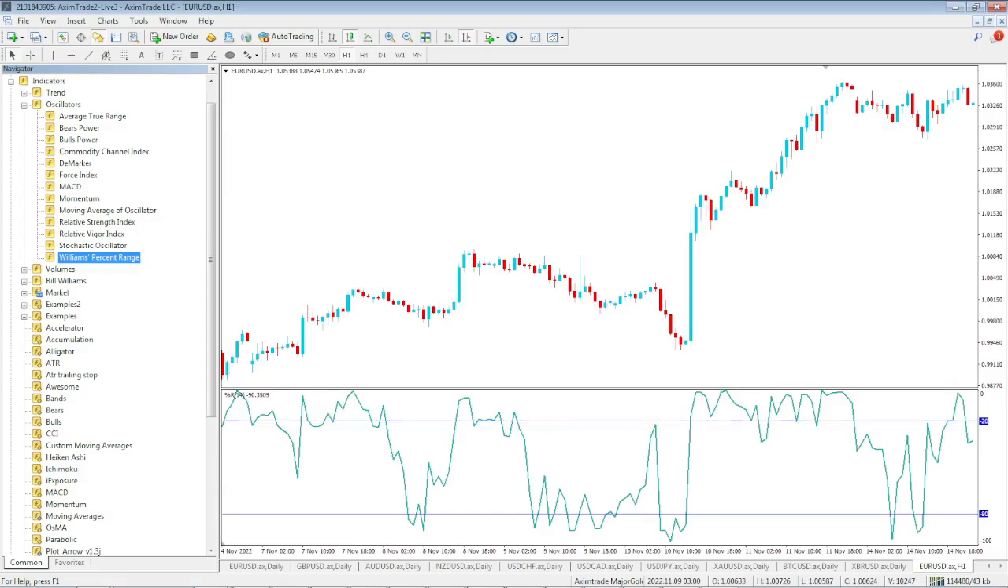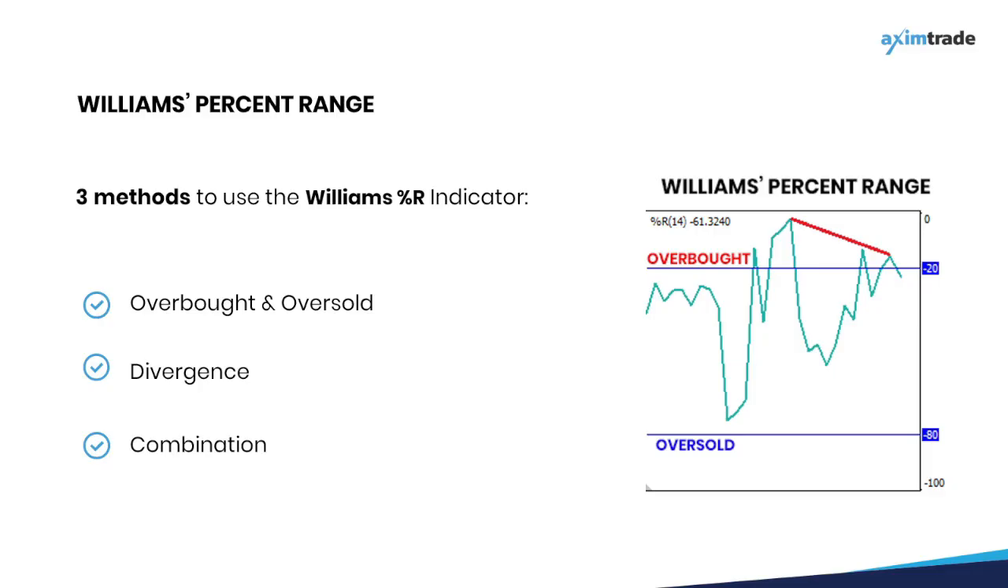Now let's look at how to use the Williams percent range indicator in trading. There are three methods in which traders can use the Williams percent range indicator during trading. They are: first, identifying the overbought and oversold; second, identifying the divergence between the Williams percent range indicator and the market; third, using the Williams percent range in combination with a trend indicator. Let's look one by one in detail at how to use them.